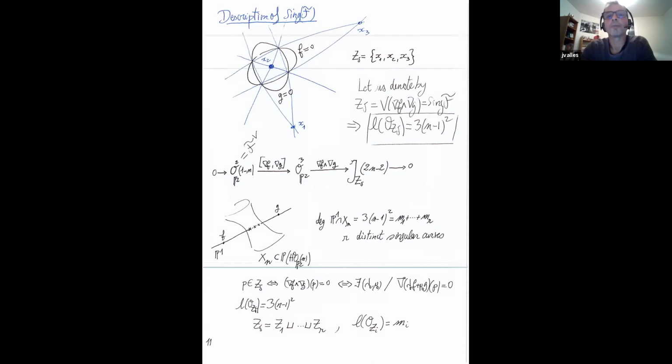Okay, so it means that the singular locus of F is exactly, in this case, the scheme of singular points of the singular members of the pencil. So for instance, for a generic pencil of conics like the one here, it is given by the 3 points, the 3 vertices of the three singular conics in the pencil.